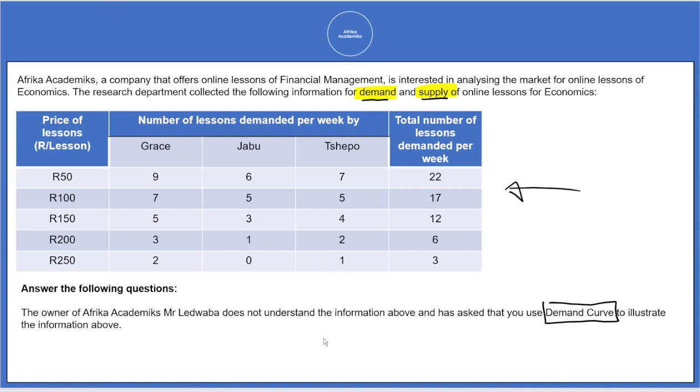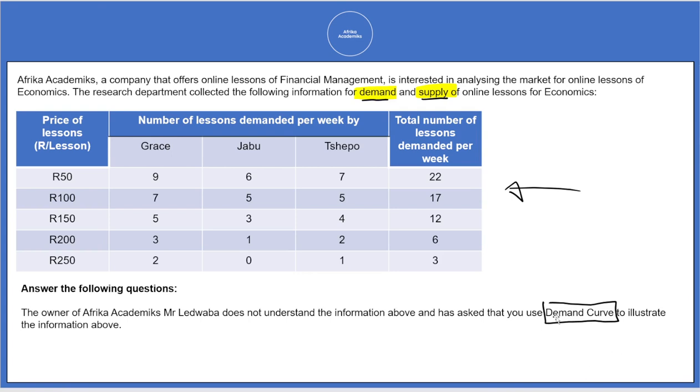So this information is a bit confusing for this guy here, Mr. Aldoa. So he tells one of the employees, who knows economics, can you please just use a diagram, a demand curve maybe, to illustrate this information? Maybe it will make sense to me, because when I look at this, it's a bit confusing, right? And then you say, yes, I will help you.